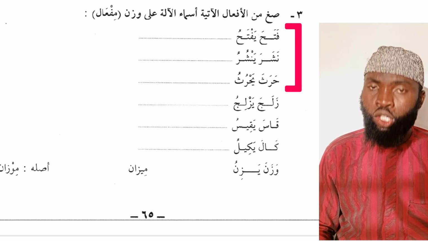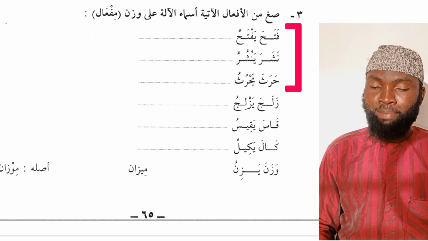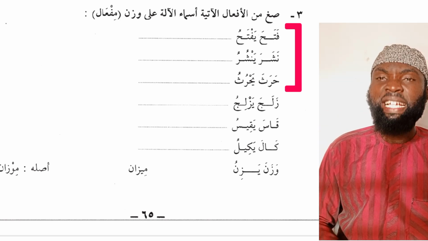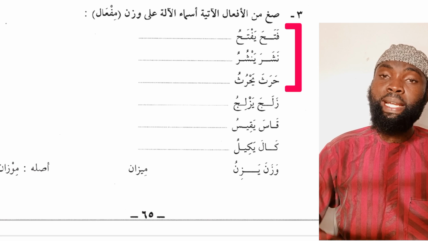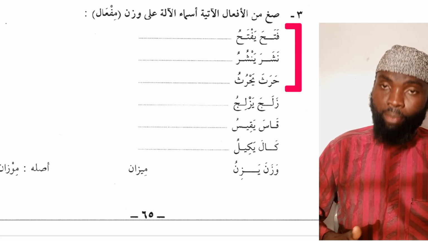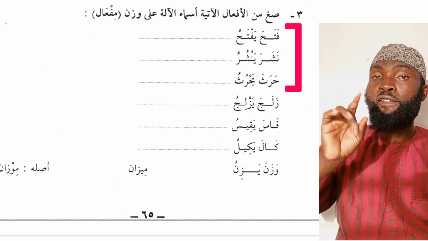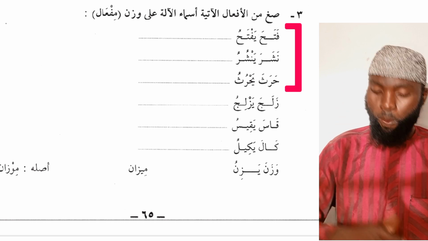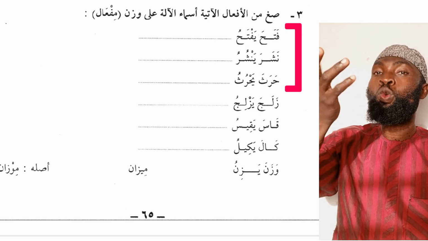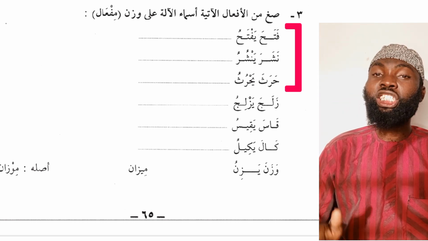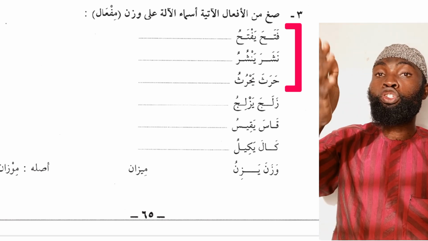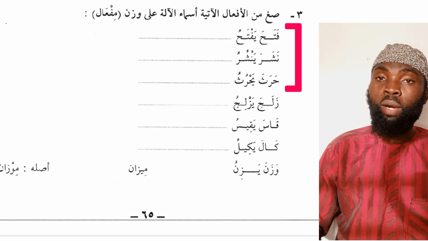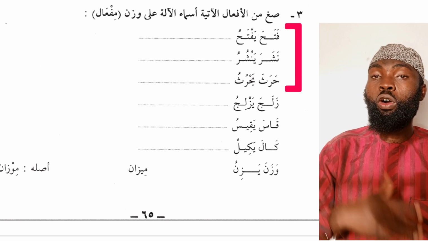The first exercise we have: sug min al-af'al al-atiya asma al-ala ala wazni mif'alun. You are to form from the following verbs the nouns of tools under the pattern of mif'alun. All of these verbs here, their nouns of tools are from the pattern of mif'alun. The first one is the word fataha yaftahu, he opened, his opening. It will be miftahun, opener, key. Nasharo yanshuru, to saw, minsharun, saw. Harasa yahruthu, harasa means to plow. Yahruthu, he is plowing or harrowing or tilling.